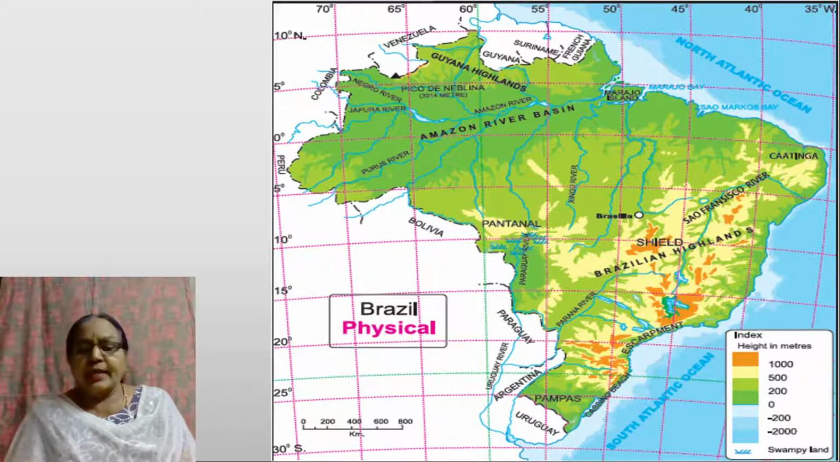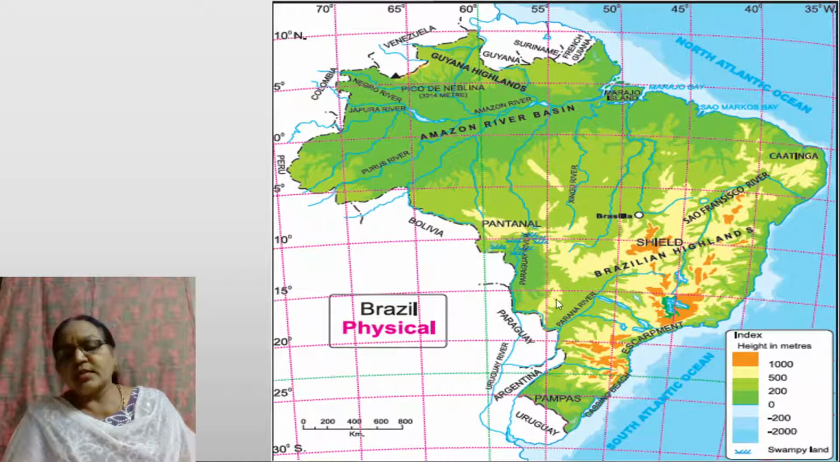Now, apart from the Amazon River, we also have smaller rivers like the Parana River. Then you have the Paraguay River system, and also the São Francisco River, which is the only river which moves along the entire eastern part of Brazil.